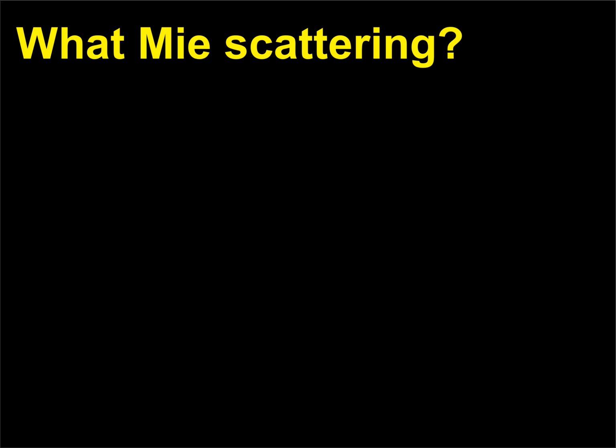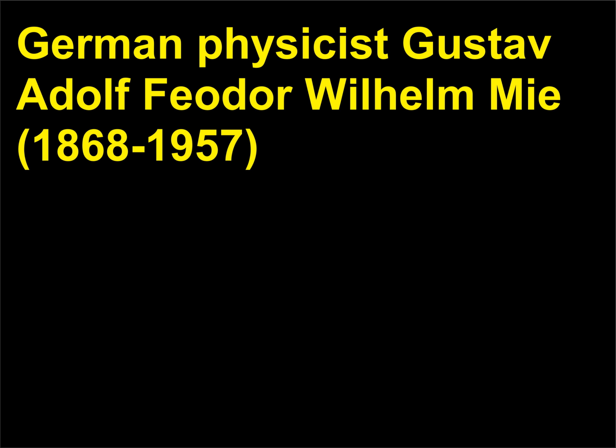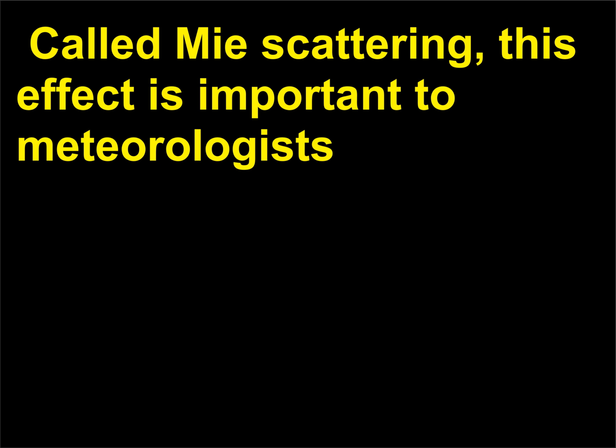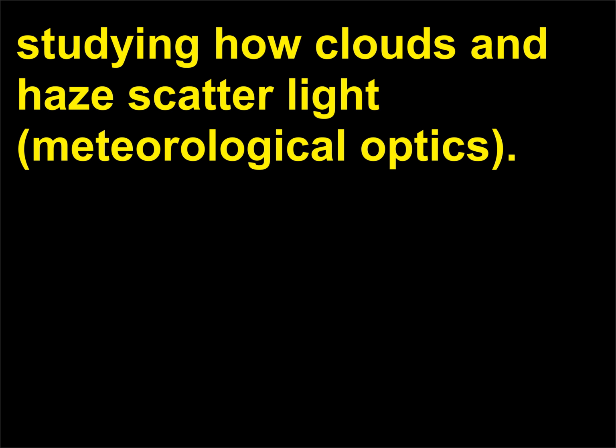What is Mie scattering? German physicist Gustav Adolf Wilhelm Mie, 1868-1957, discovered how small particles in the atmosphere scatter light waves. Called Mie scattering, this effect is important to meteorologists studying how clouds and haze scatter light, meteorological optics.